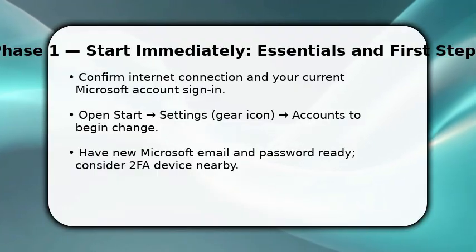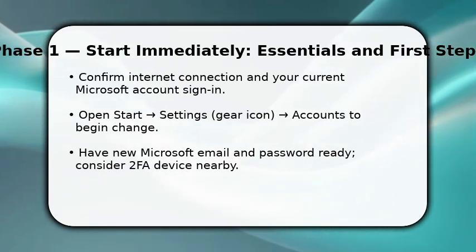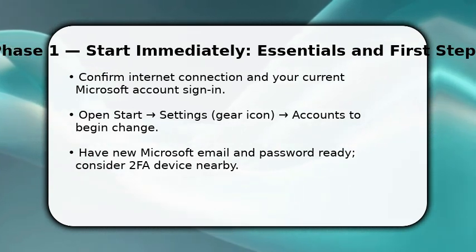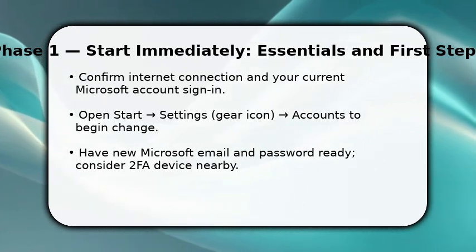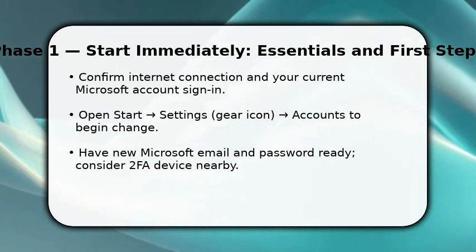You start by verifying your internet and knowing the current Microsoft account details so Windows can sync settings. Open Start, click Settings, then Accounts. This is where sign-in methods live. Once done, choose Email and Accounts or your info depending on build, because Windows groups linked identities there.